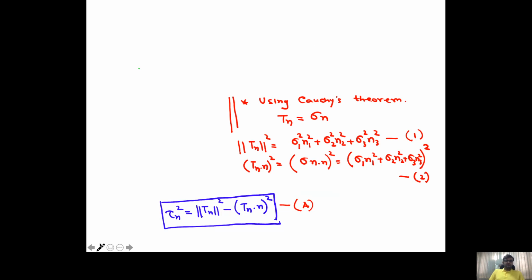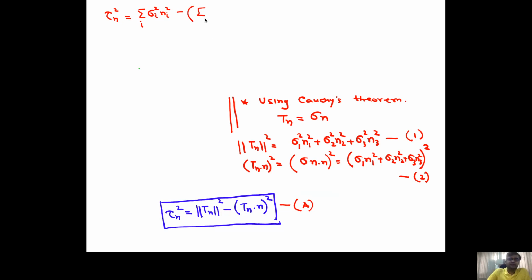Right, and then let us substitute 1 and 2 into A. So what do we get? Tau n square is now equal to sigma 1 square n1 square, sigma 2 square n2 square, and sigma 3 square n3 square. So if I write it as a summation, it is sigma i square ni square. So this is what the magnitude of Tn square is, minus sigma 1 n1 square, sigma 2 n2 square, sigma 3 n3 square.